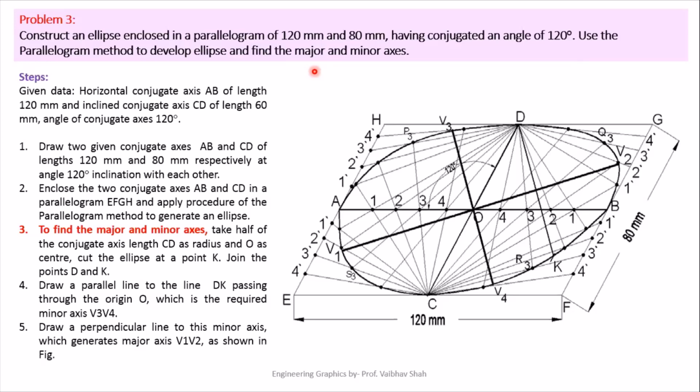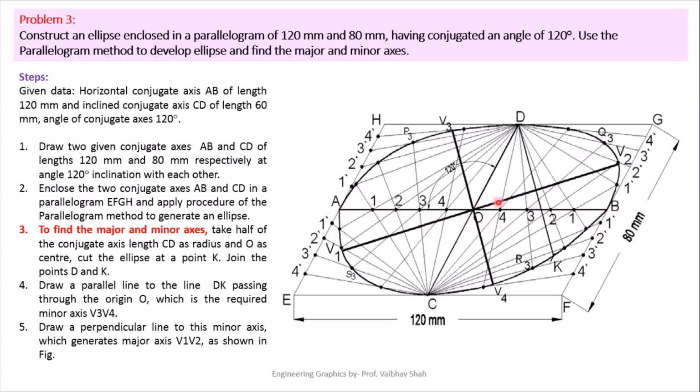So let us start. Like the previous example, we have been given a major axis and minor axis at 120 degrees. So first of all, we'll be drawing one horizontal line of 120 mm. Sorry, it is not a major axis, minor axis. It is just a line of the parallelogram. Dimensions are given as 120 and 80 mm. These are not, once again, major and minor axis. So let us draw one horizontal line of 120 mm and specify it as A and B.